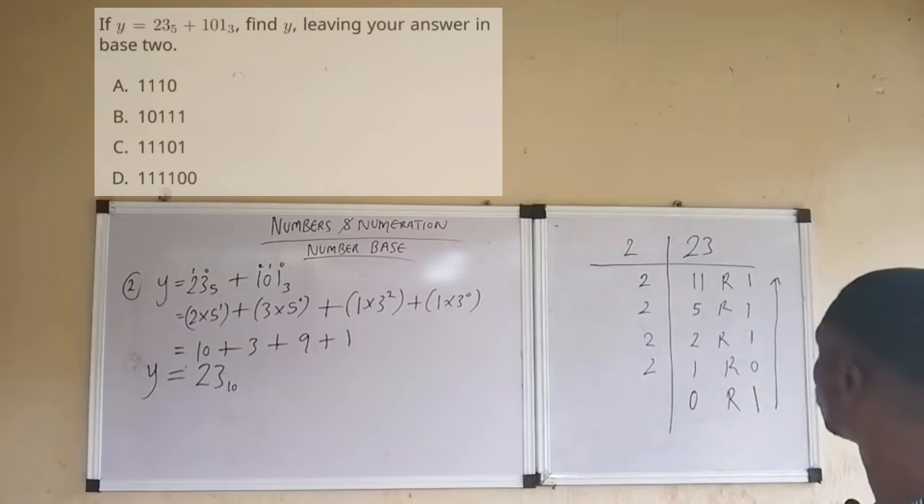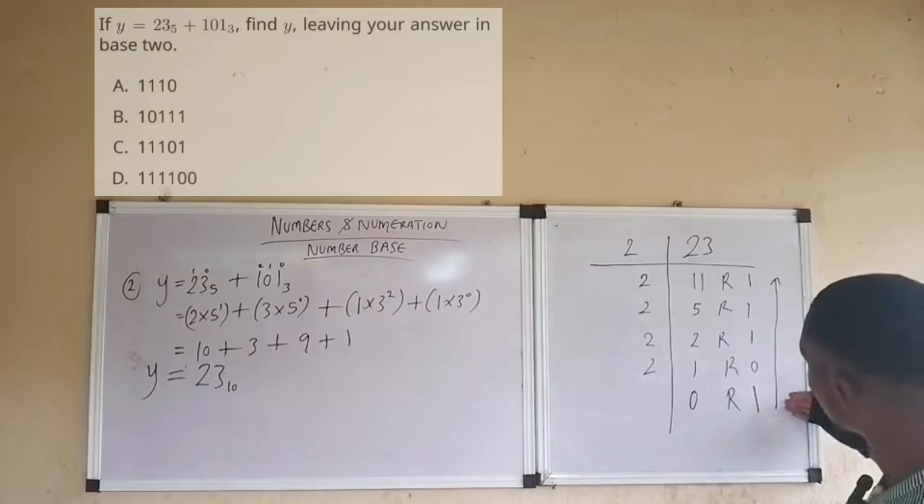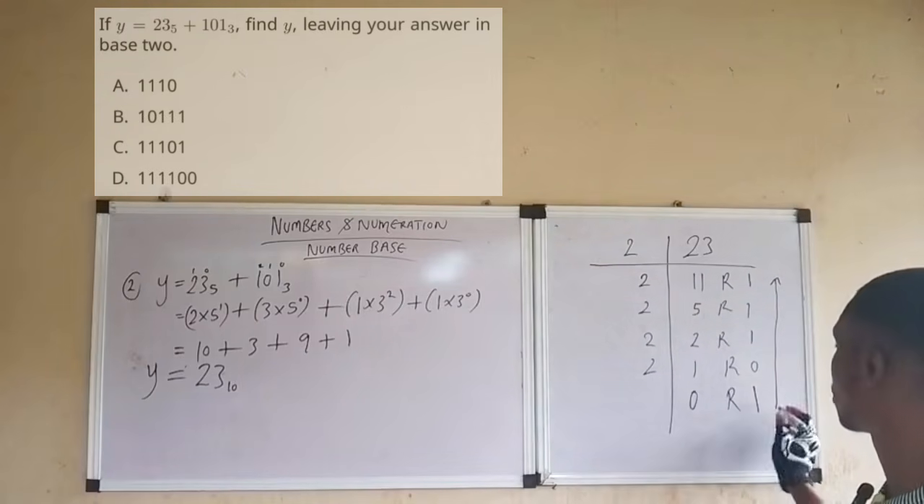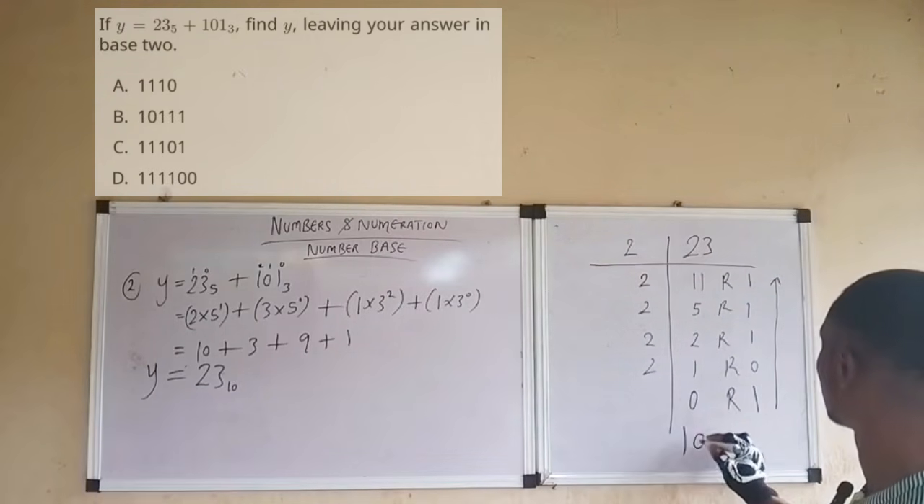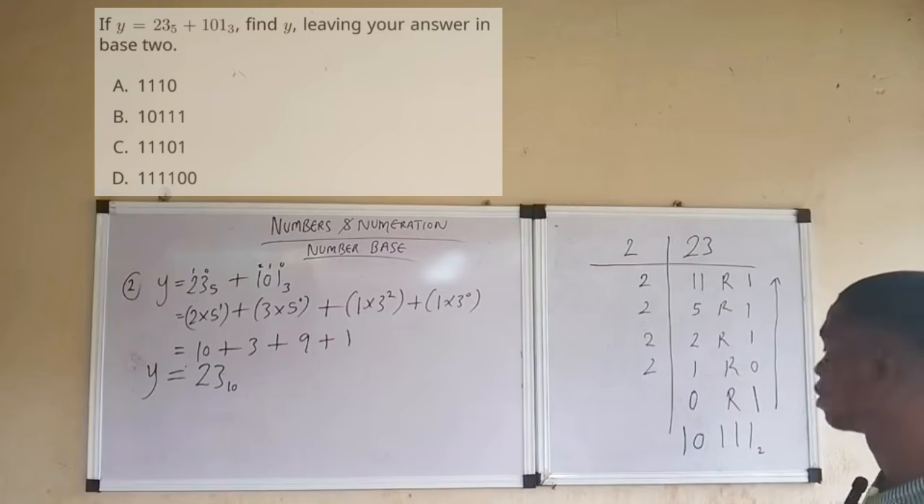Okay? Run it up. So starting from the bottom to the top, you write the numbers that you have. We have 1, 0, 1, 1, 1, so 10111 base 2. Do you understand? So this is what we have.